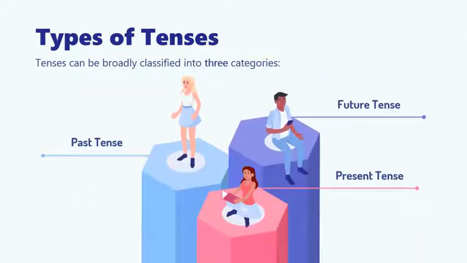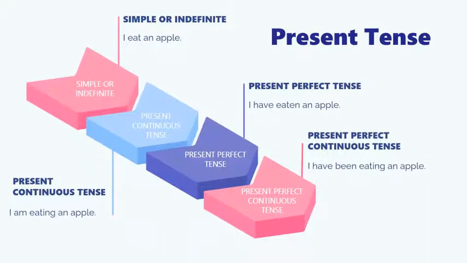Tenses can be broadly classified into three categories: past tense, present tense, and future tense. Present tense. Present tense has four forms: simple or indefinite, present continuous tense, present perfect tense, and present perfect continuous tense. Let's take one example.